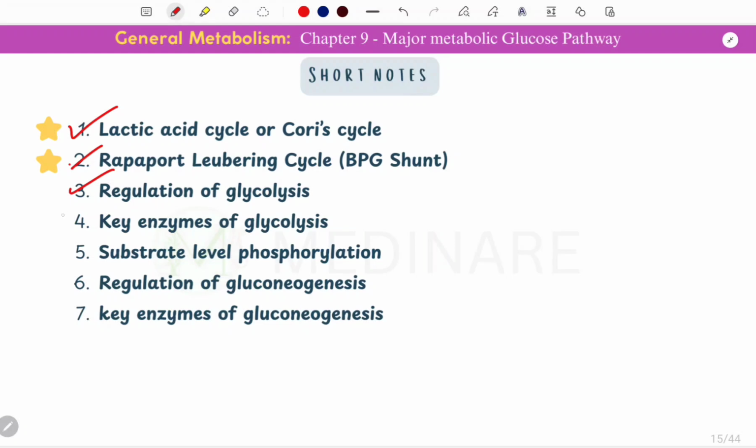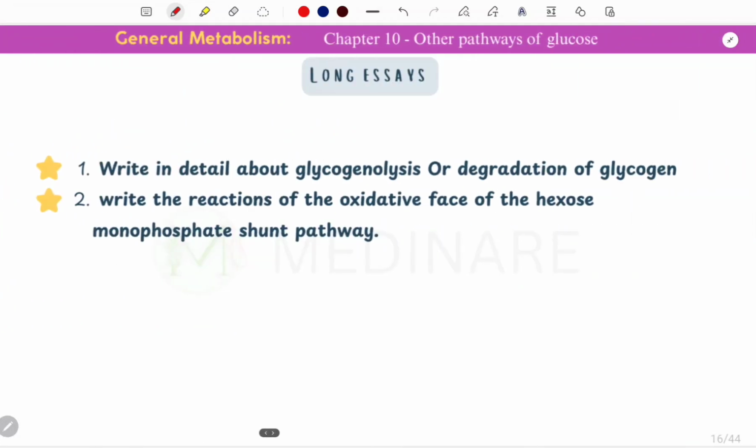Regulation of glycolysis, key enzymes of glycolysis, substrate level phosphorylation, regulation of gluconeogenesis, key enzymes of gluconeogenesis. For the next chapter, we have other pathways of glucose. This is also very important.